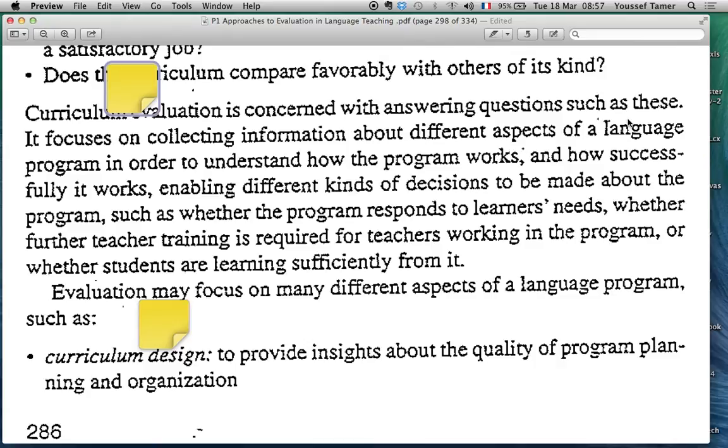And how successfully it works, such as whether the program responds to learners' needs. Does the program respond to learners' needs? Whether further teacher training is required. Because as you know in ELT, and especially in pedagogy in general, every time there is something new, like in technology, things are developing so fast these days. So there is always this need for adapting ELT materials in order to incorporate these new approaches, these new research findings, into the ELT materials and into teaching and learning in general.